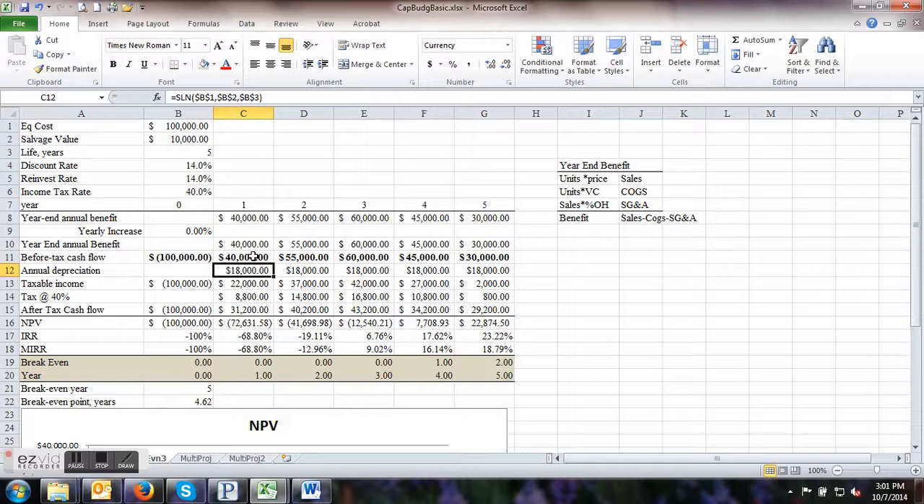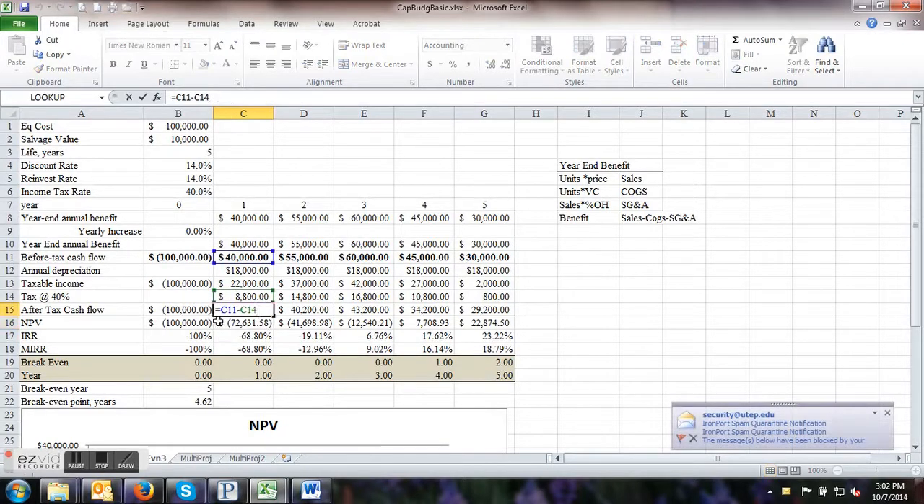Taxable income is just the before tax cash flow minus the depreciation. The tax is just the taxable income times the tax rate, which in our case is 39%. And then to get the after-tax cash flow, we take before tax cash flow and subtract taxes. That basically is adding depreciation back into it. And these equations are the same. You can just drag them out. Make sure you pay attention to any dollar signs that are here.